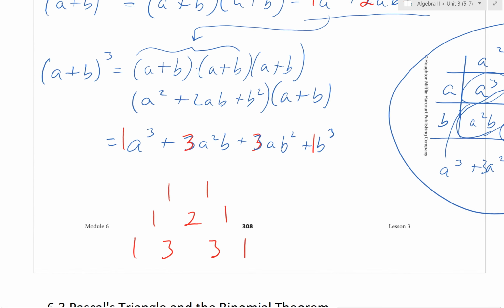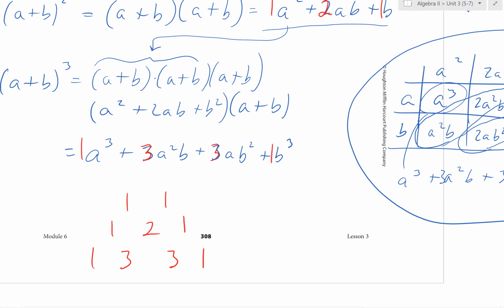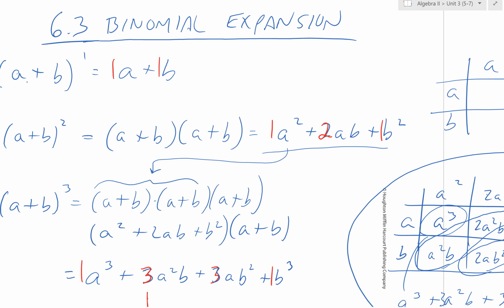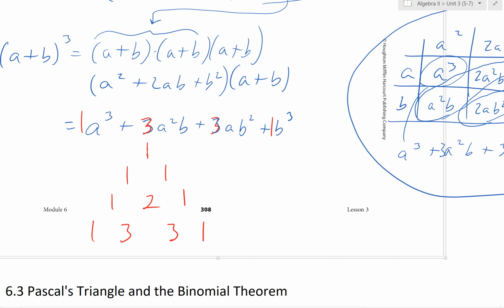Okay, does anyone notice any patterns going on there? You may have seen this before, probably in middle school, some of these numbers in a diagram like this. We could even go back one and put a 1 at the top. Before we did a plus b to the first; what if I did a plus b to the 0? That would just be 1, right? And so that would give us the top row.